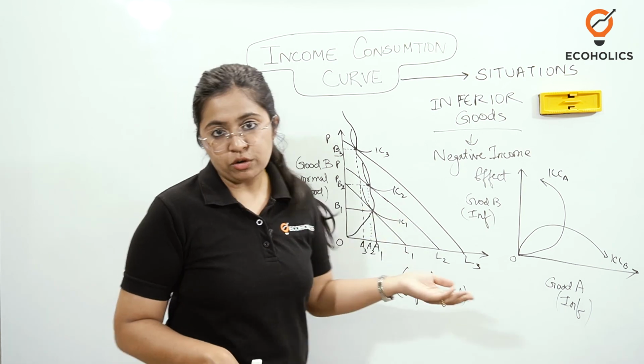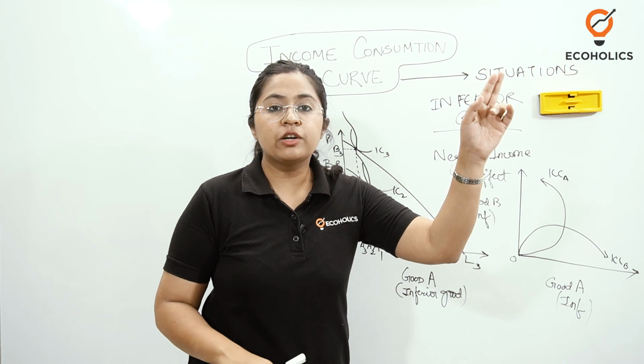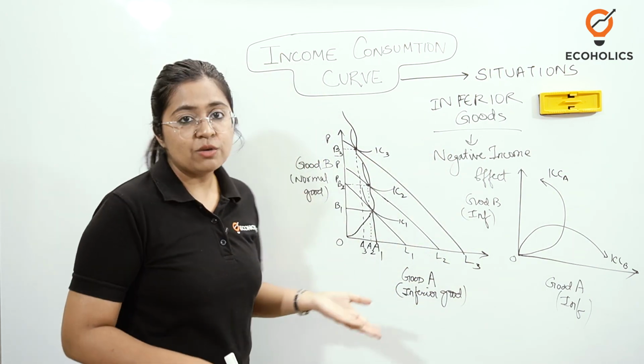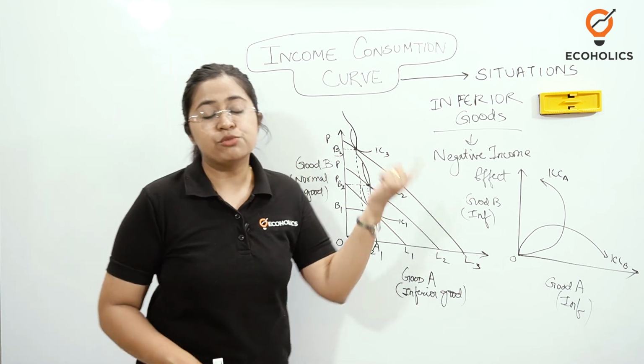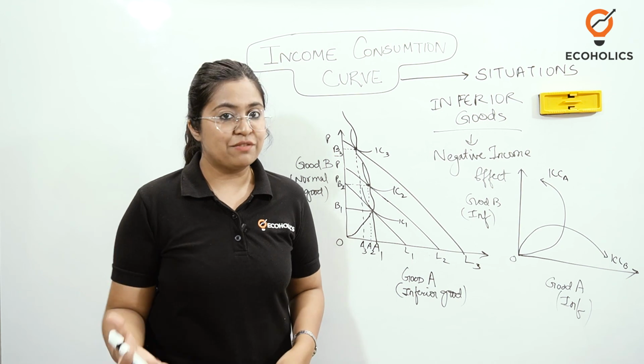While for the normal goods, obviously your income consumption curve is a positively upward sloping line. So that is all about the scenarios and situations in the income consumption curve, the income effect for normal good as well as inferior good.